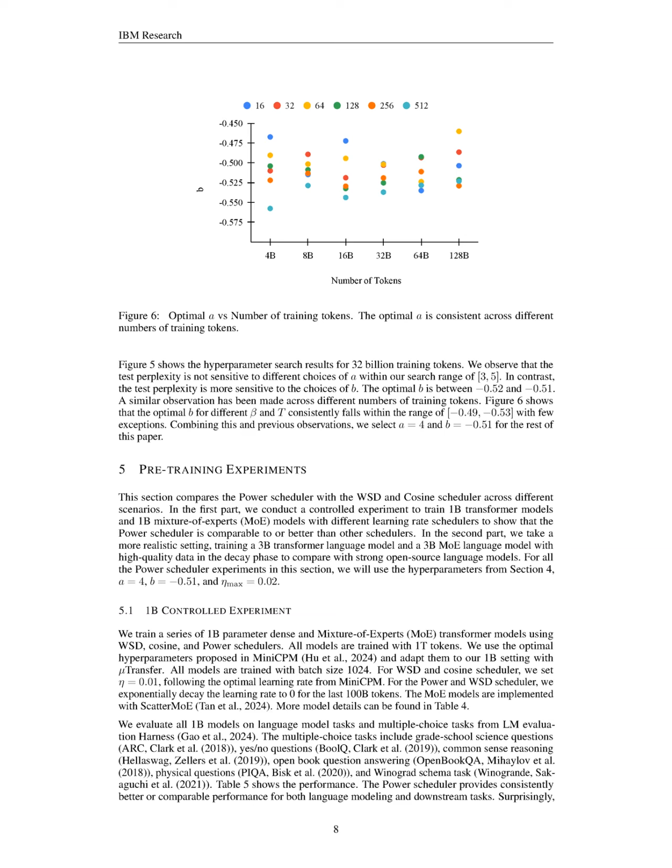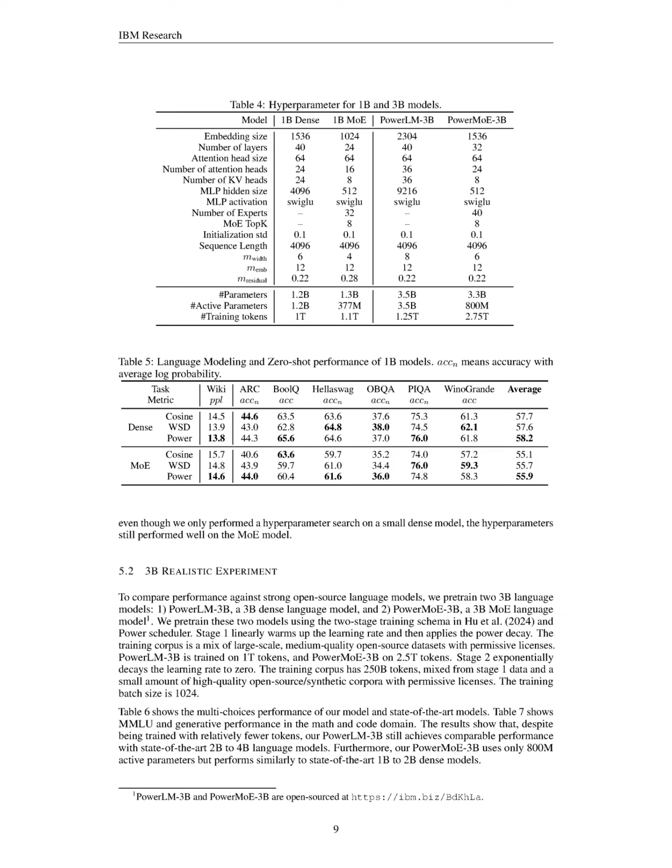In the controlled experiment, they trained 1B parameter dense and mixture of experts (MoE) transformer models using the Power LR, WSD, and cosine schedulers, employing a dataset of 1 trillion tokens and evaluating performance on various language model tasks and multiple-choice tasks from the LM evaluation harness. For the realistic experiment, they pre-trained two 3B language models, PowerLM3B and PowerMoE3B, using a two-stage training schema with a mix of large-scale, medium-quality datasets, and evaluated their performance against strong open-source models.